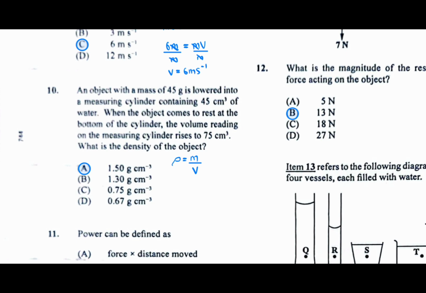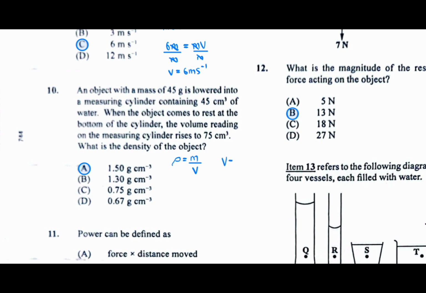All objects have a volume, right? They take up a specific volume. So by adding that into the measuring cylinder with water, you are displacing a certain amount of volume. In other words, you're adding a certain amount of volume into it. And so if I wanted to find that increase in volume, which would correspond to the volume of the object, I would just simply subtract 45 cm³ from 75 cm³.